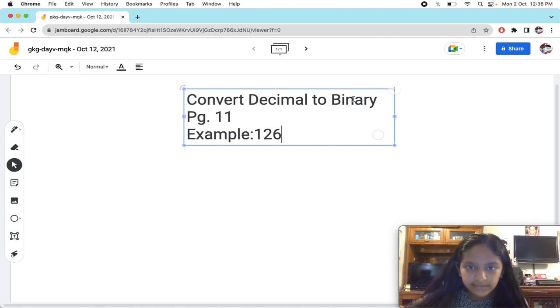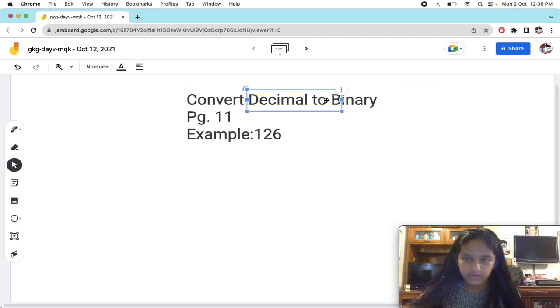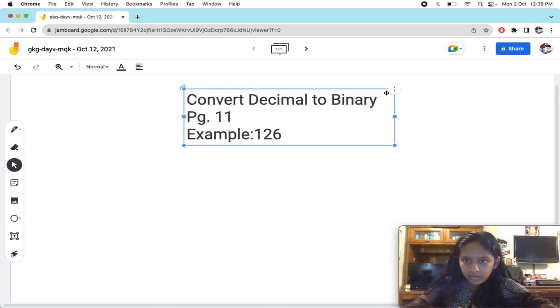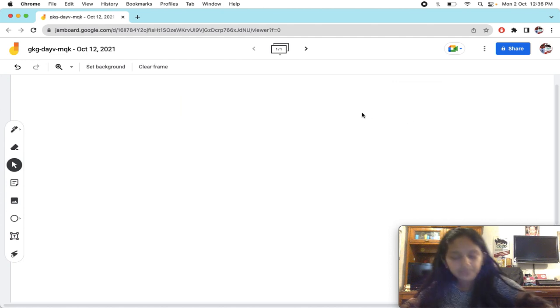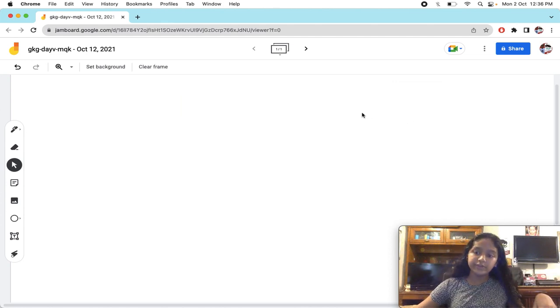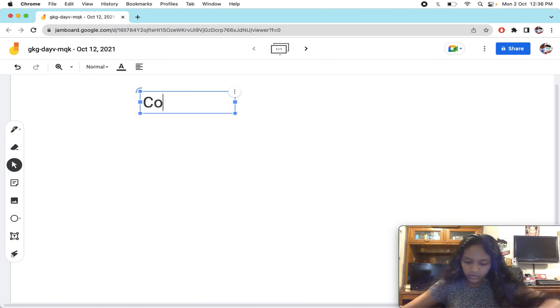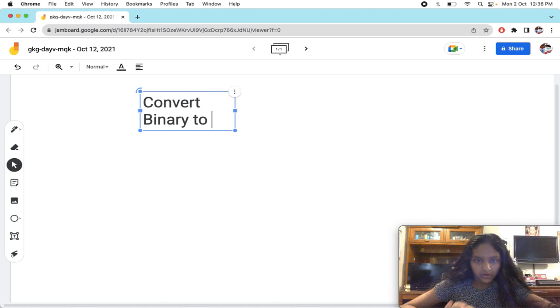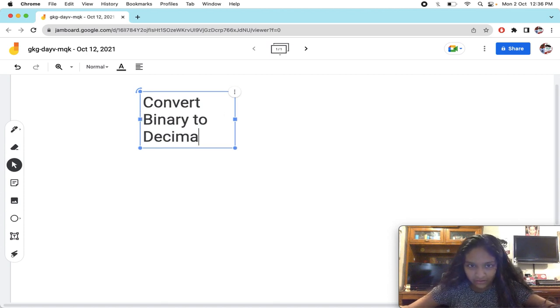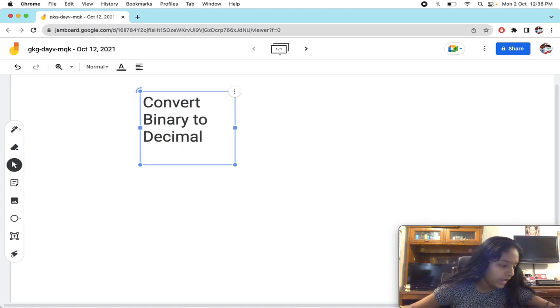So I'm gonna edit it, and now we are gonna learn how to convert binary to decimal. So delete. Okay, so this example was on page number 11. Now we're going to learn how to convert binary to decimal. Actually, this is my favorite because it's so easy and so fun to do. Again, it is on page number 11.